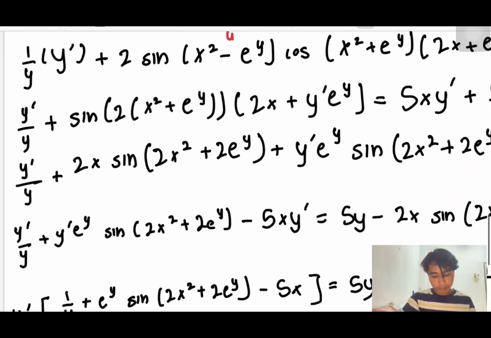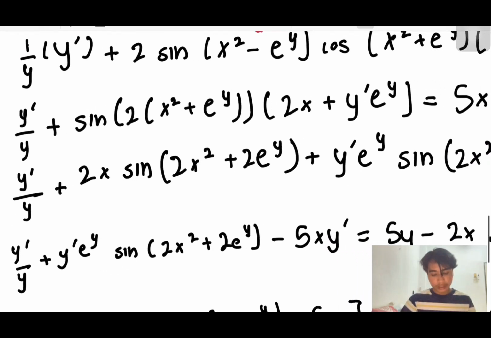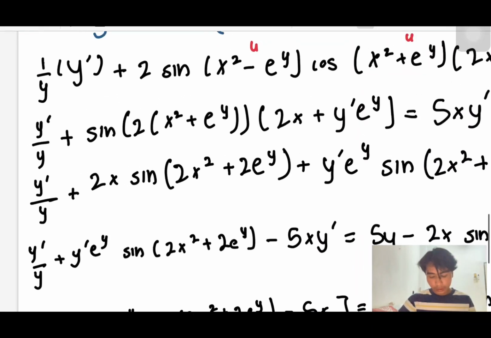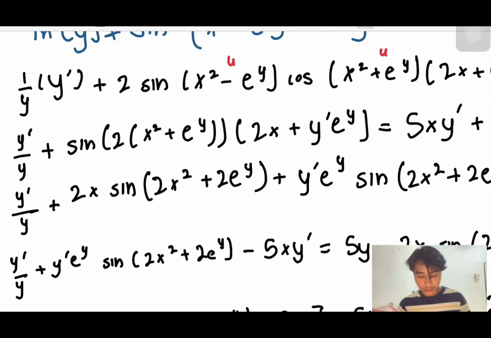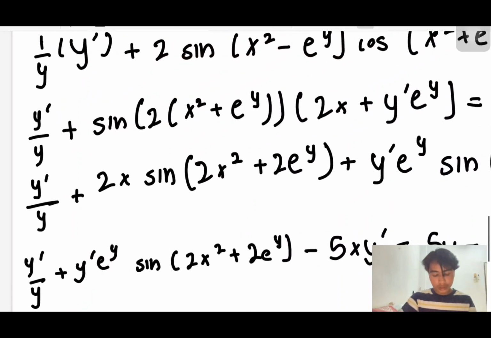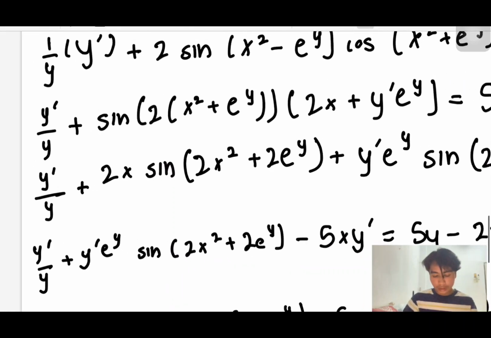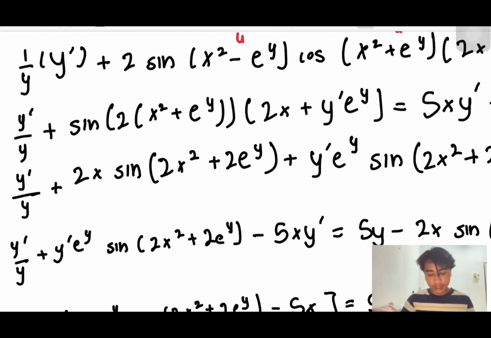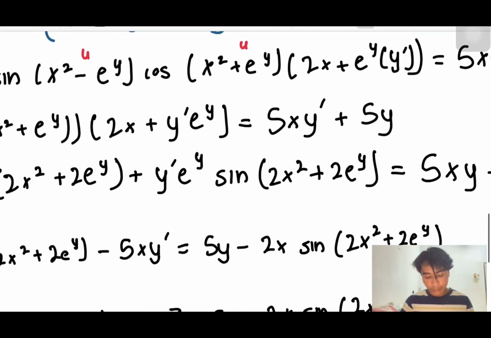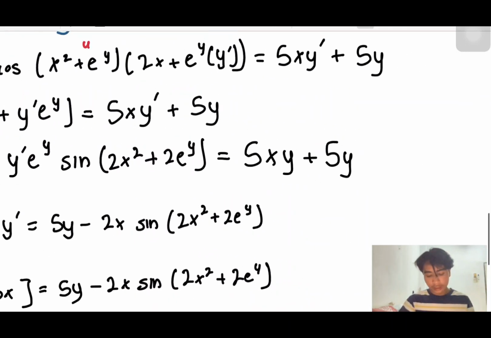So the next step is simplify again. The next step is to expand it. So 2x times sine, and these terms also times with sine. So we will have 2x sine the terms in the bracket, and we have y prime e to the power of y sine, and the right side, just write it again.